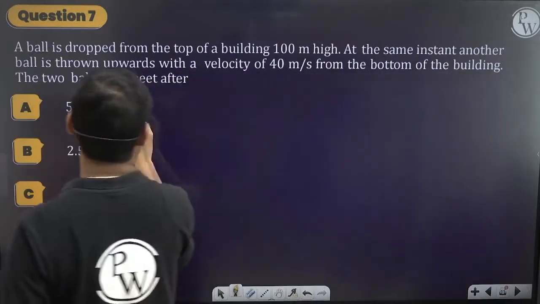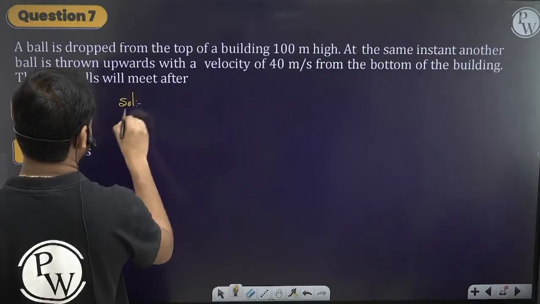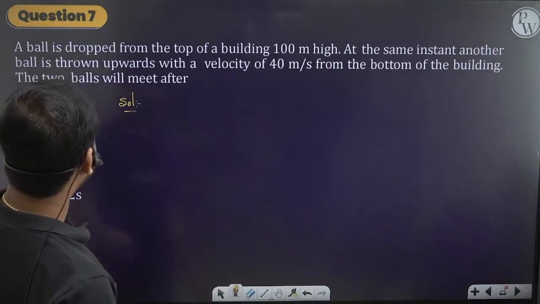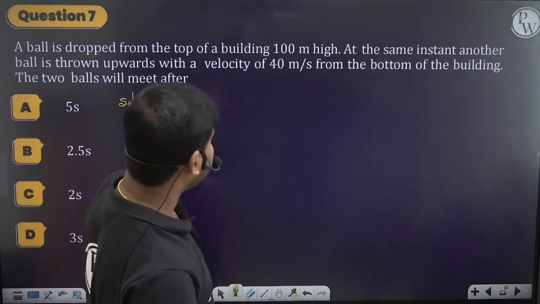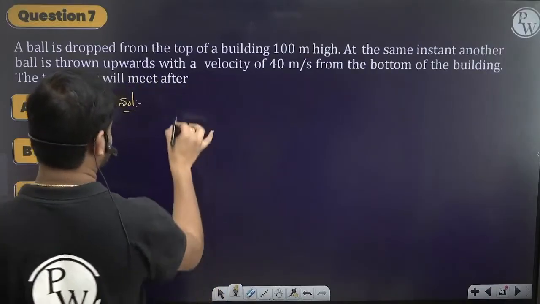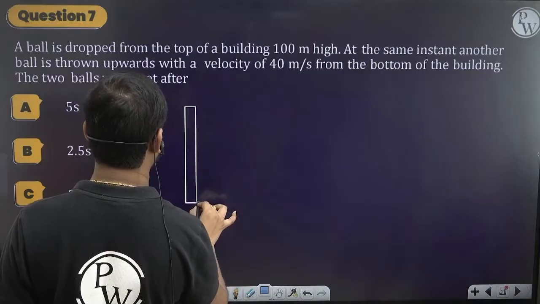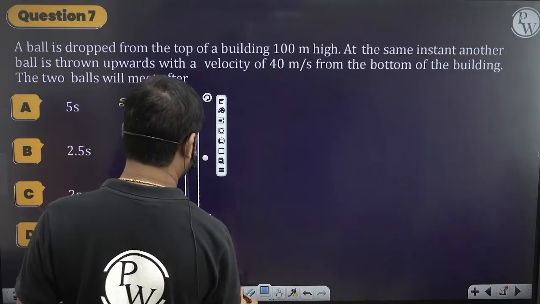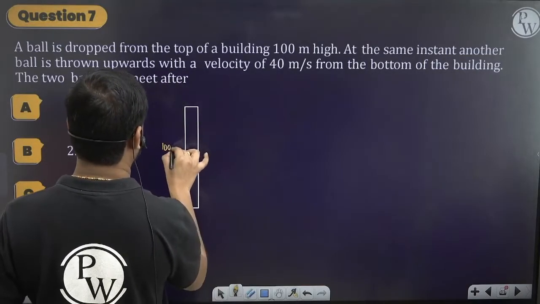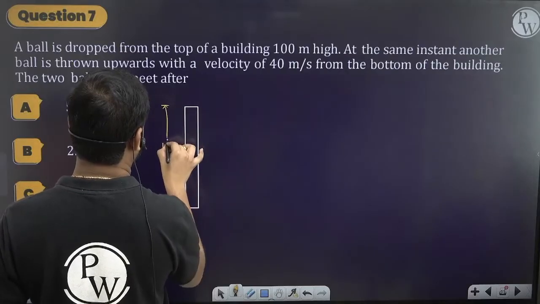So next, a ball is dropped from the top of a building 100 meters high. See here, this is a 100 meters tall building. The total distance is 100.